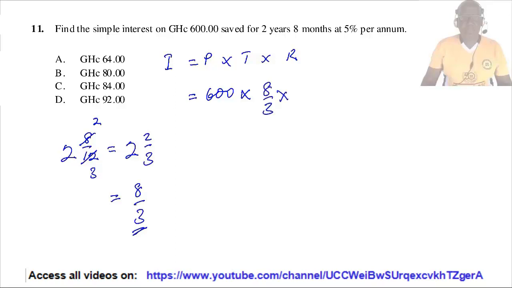So the time is 8/3, times the rate 5%, which equals 5/100. Zeros will cancel out. 3 goes here, 1, 3 goes here, 2. So we shall get 80 for the answer. So the answer is B.